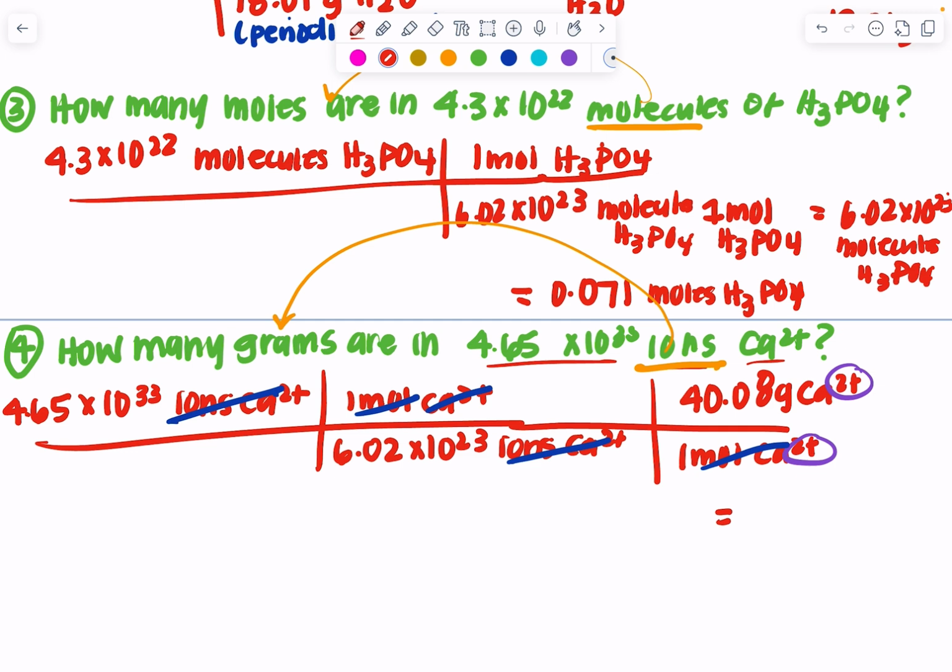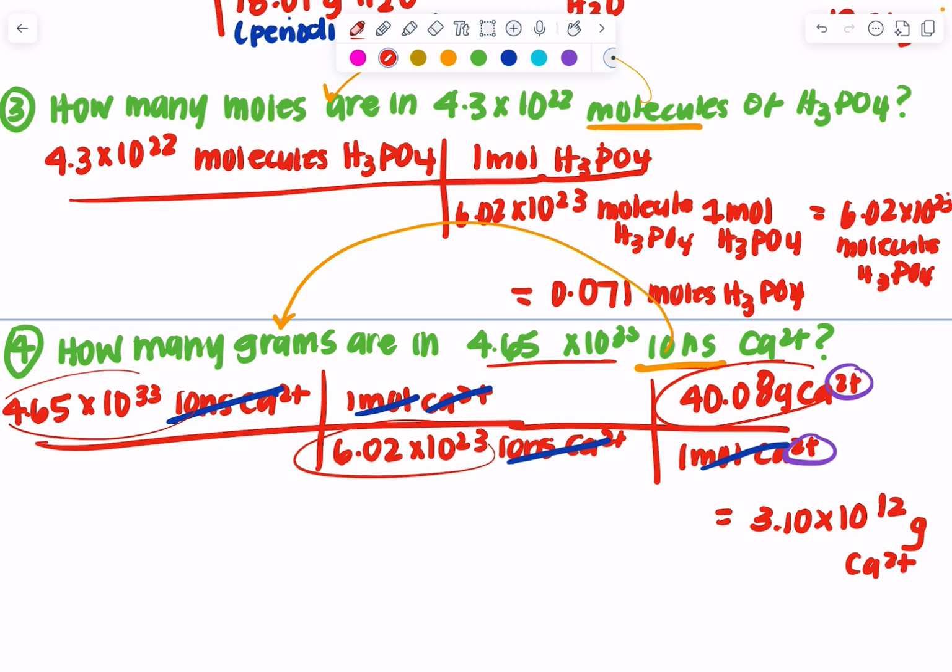The way that we do this math is we take 4.65 times 10 to the 33rd, divide it by 6.02 times 10 to the 23rd, multiply that by 40.08. We should get 3.10 times 10 to the 12th. And of course, grams of Ca2+. Okay? So this is just review of what we've been doing so far.